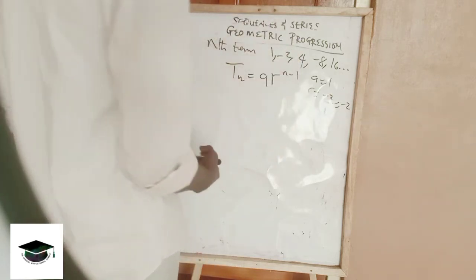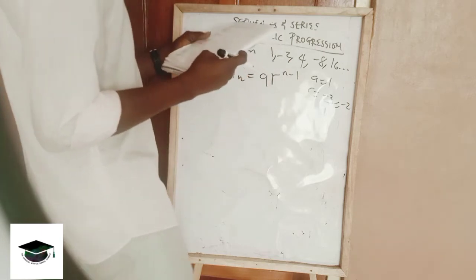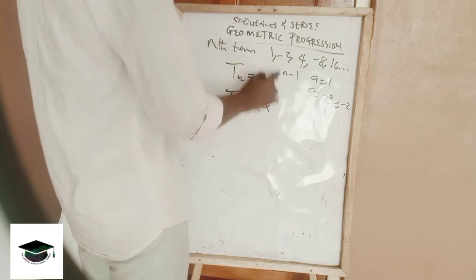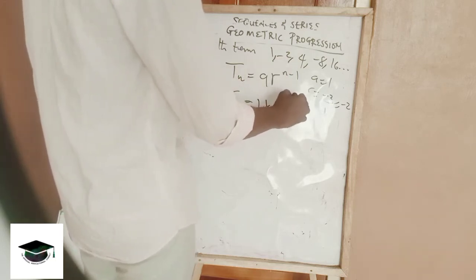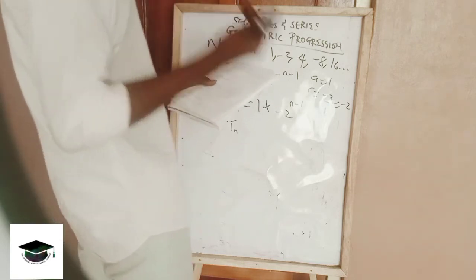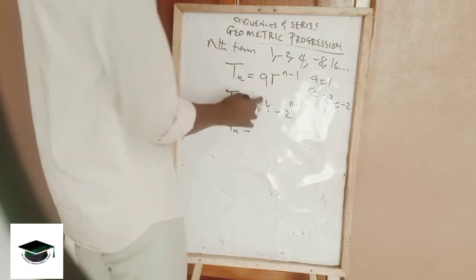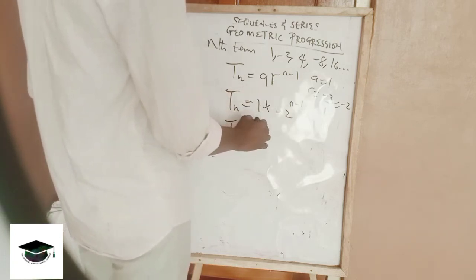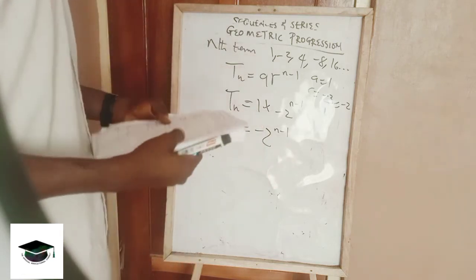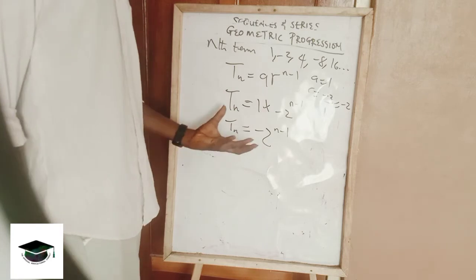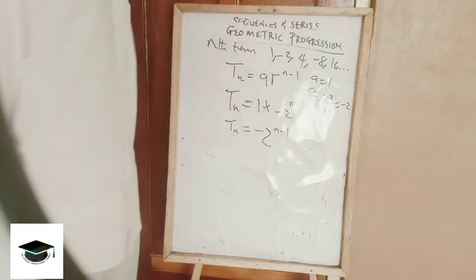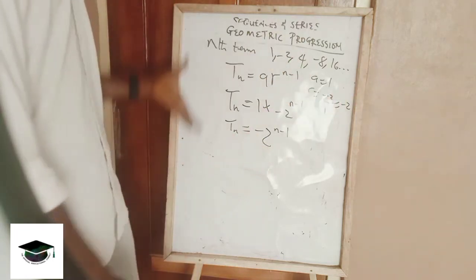And then we can proceed to solve. Tn equals what? What's your A? 1 times, what's your R? Minus 2 raised to power n minus 1. Is that taken? So that means minus 2 raised to power n minus 1. That should be our answer. Yes, minus 2 raised to power n minus 1. That's the nth term of this sequence here. From there you can get your first term, from there you can get your common ratio, and then you can solve your nth term.